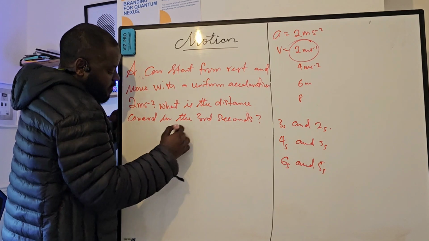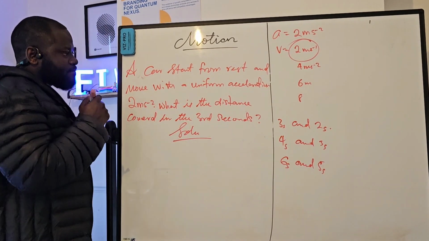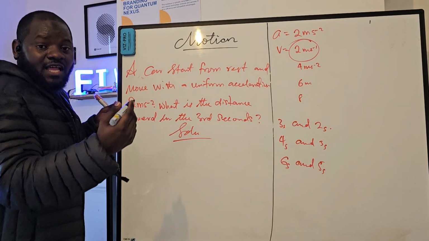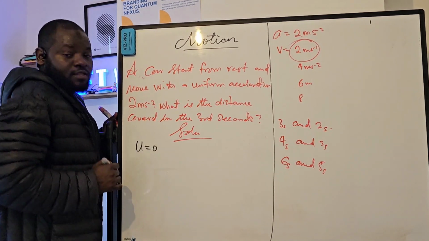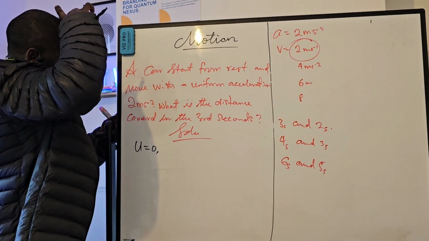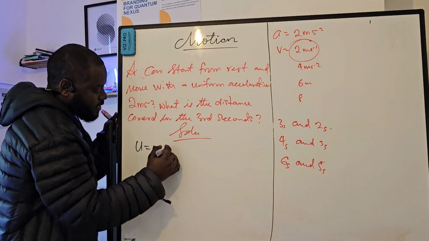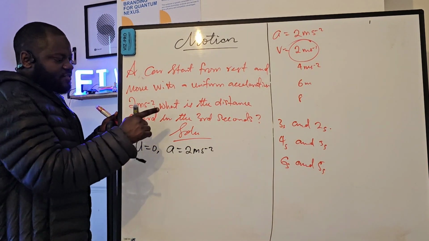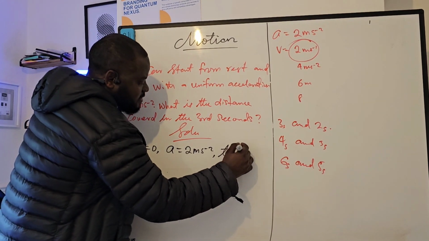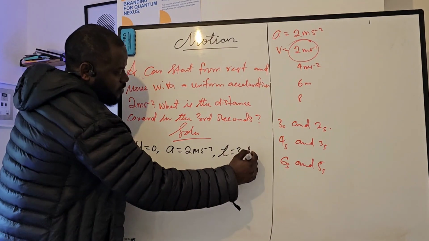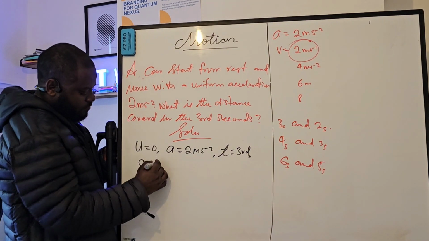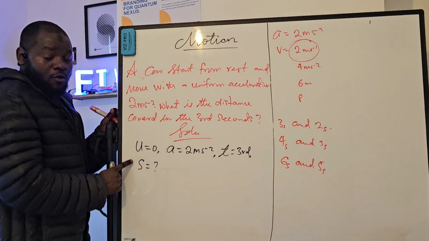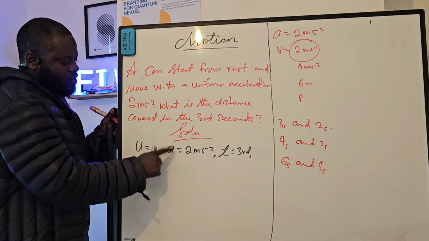So obviously you all start with the solution. If you look at this question, they said a car starts from rest, and I told you earlier, when the body starts from rest, initial velocity becomes what? 0, all right? And it moves with a uniform acceleration of 2 meters per second square. What is the distance covered in the 3rd seconds? The time is 3 seconds, and we are looking for distance. So we have S, we have U, we have A, we have T. We are looking for S; we have U, A and T.